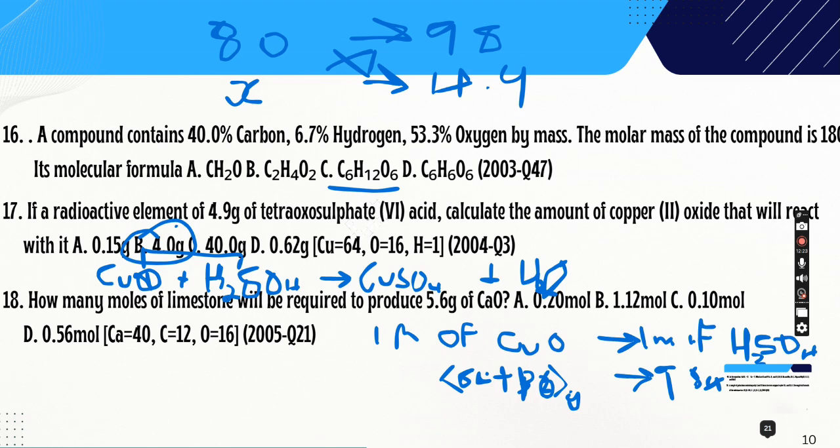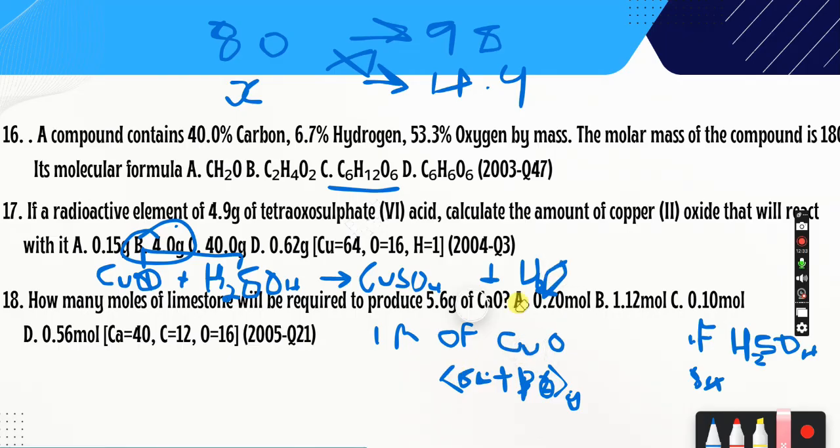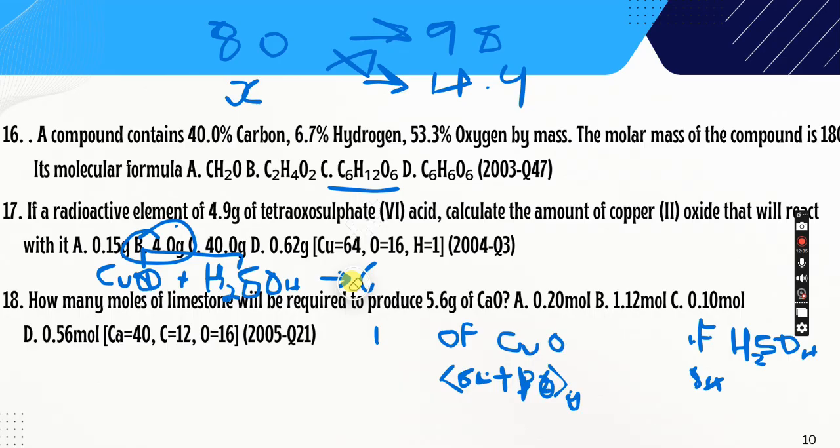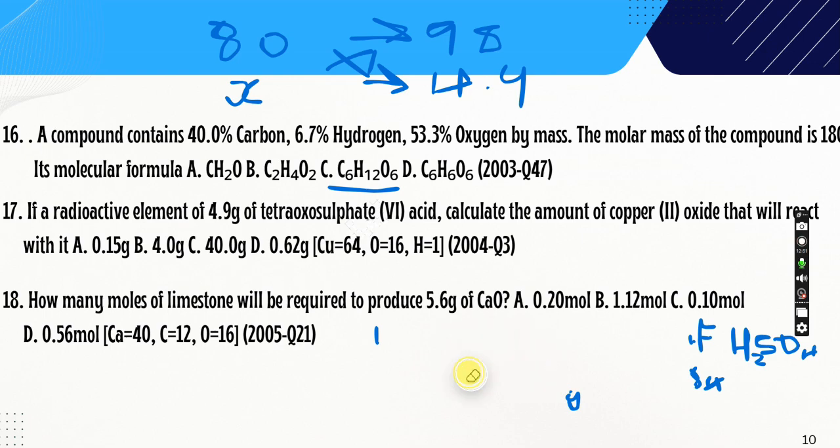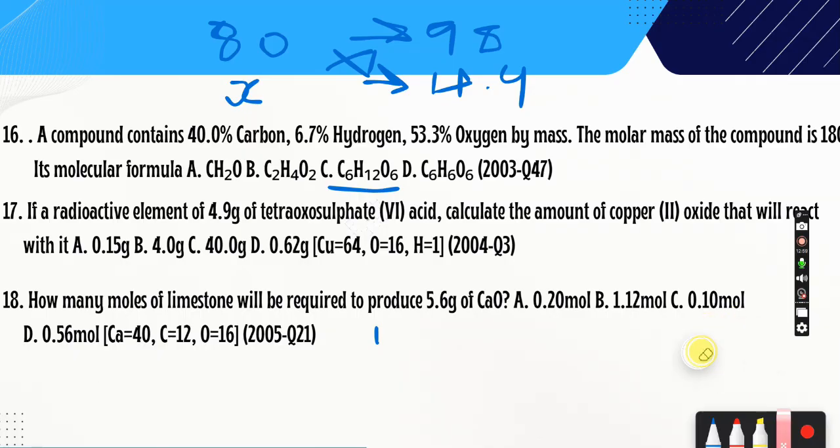Moving on. The next question is saying, how many moles of limestone will be required to produce 5.6 grams of calcium oxide? Calcium oxide is produced from the decomposition of CaCO3, which is referred to as limestone here.